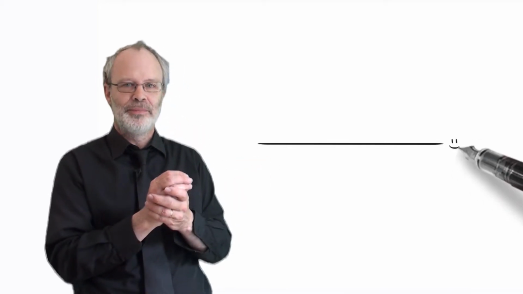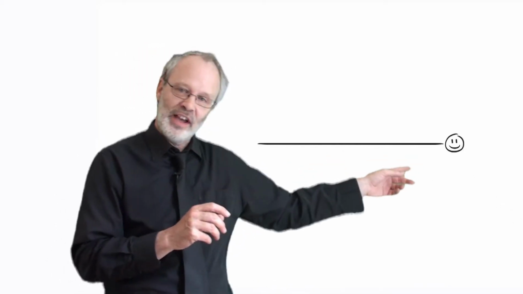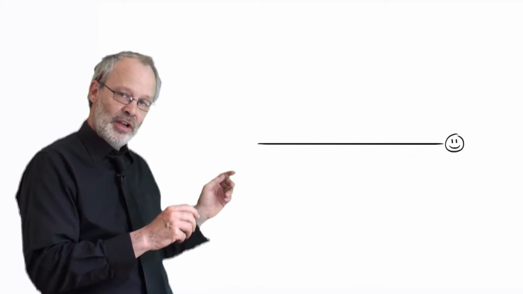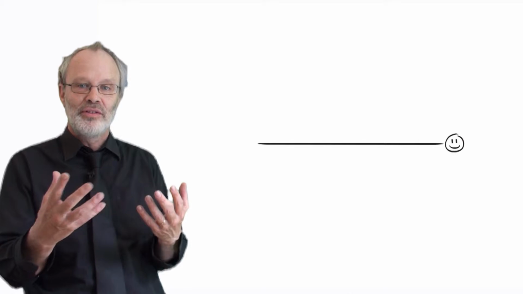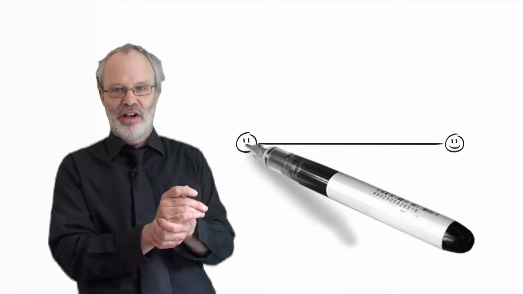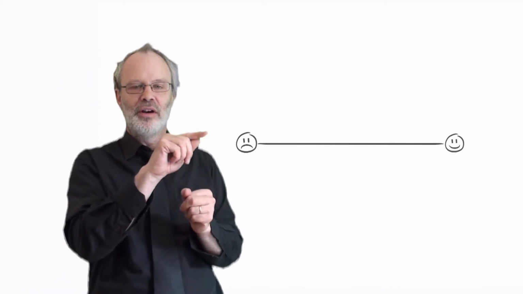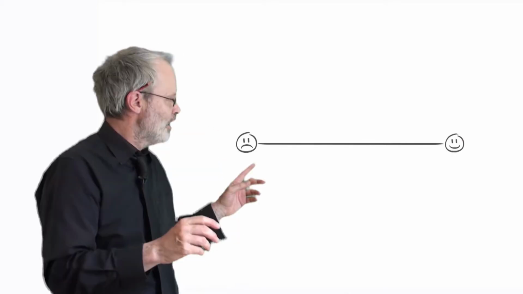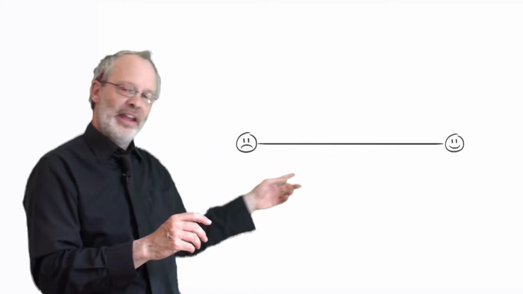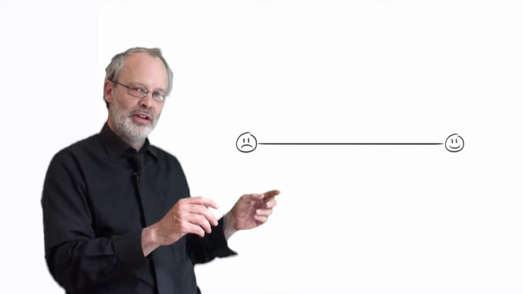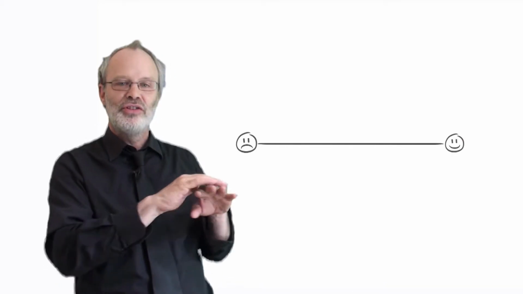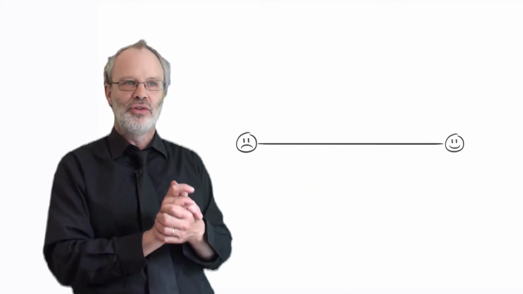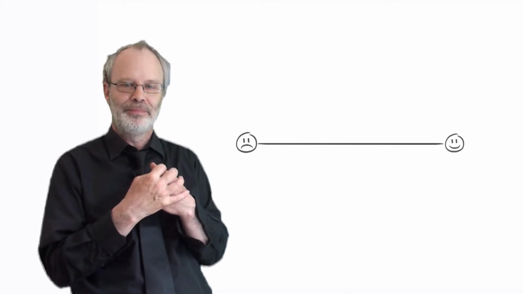So it could be a tick, or it could be a smiley face, or whatever works best for you. And so you put that at that end, and then at this end, you put the equivalent bad sign, so a cross or a frowny face. So that scale from one end to the other is the continuum, the range of your internal world.